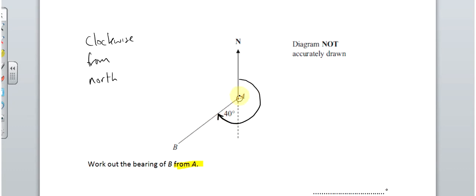So imagine this is me, and there's my feet, and I turn round, and now my feet are pointing in the direction of B. And I've turned round 180 degrees and 40. And if you add them together, you get 220 degrees. And that is the bearing.